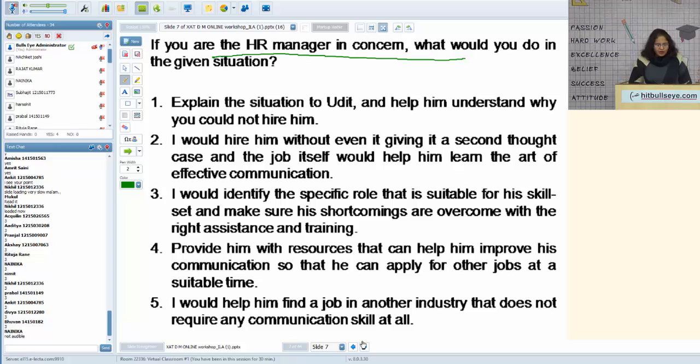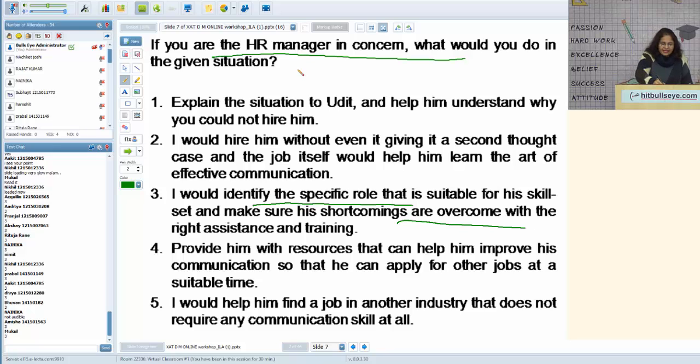So the correct option: I would identify the specific role that is suitable for his skill set and make sure his shortcomings are overcome. Yes, guys, this is the correct one. Good to know that each one of you was able to make out what's the correct option, because here again we have to take two things into account.